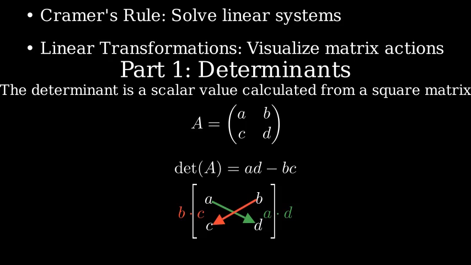For a 3 by 3 matrix, the calculation is more complex. The determinant can be calculated using a method called cofactor expansion. We multiply each element in the first row by its cofactor and sum them up with alternating signs. Let's try an example to make this clear.